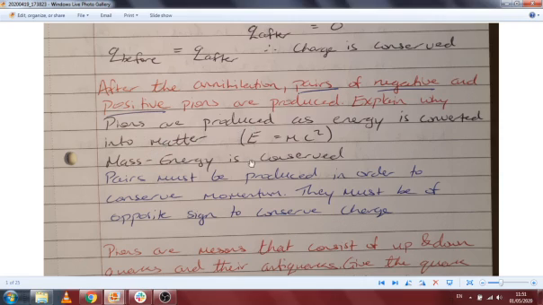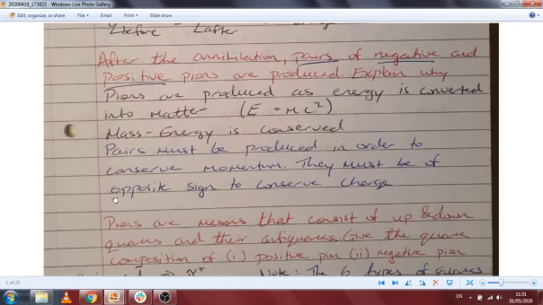So mass energy is conserved and mass energy has to be conserved. So that's why they're produced. So after the annihilation, that's why pairs are produced. And then they must be positive and negative. The pairs must be produced in order to conserve momentum, and they must be of opposite sign to conserve charge. So there are three conservations: mass energy, momentum, and charge.